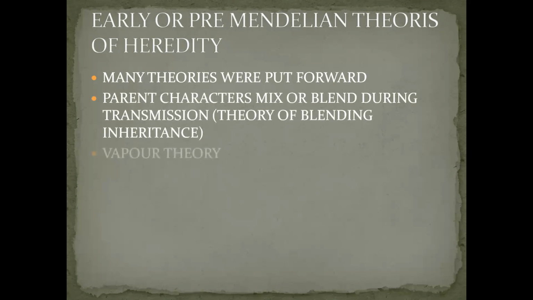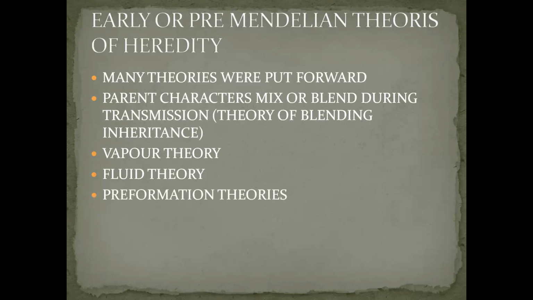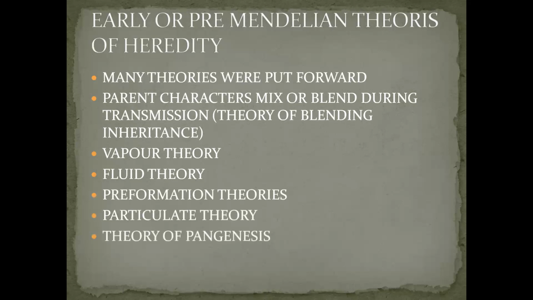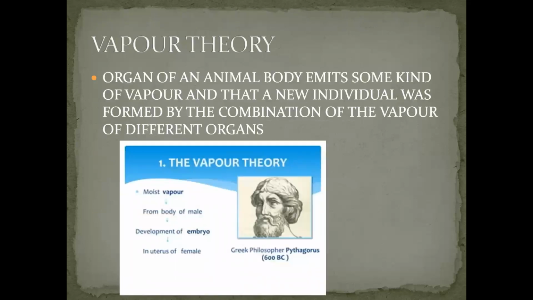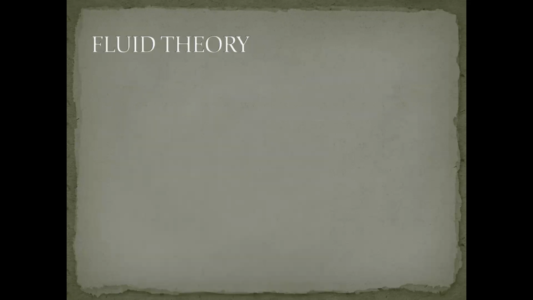Now these are just simple theories: vapor theory, then fluid theory, then preformation theories, particulate theories, and theory of pangenesis. Now let's see what is vapor theory. Each organ of an animal body emits some kind of vapor, and a new individual was formed by the combination of the vapors of the different organs. Here you can see moist vapor from the body of the male. This vapor combines to form the embryo, and this embryo was developed in the uterus. Vapor theory was given by Pythagoras, 600 BC.